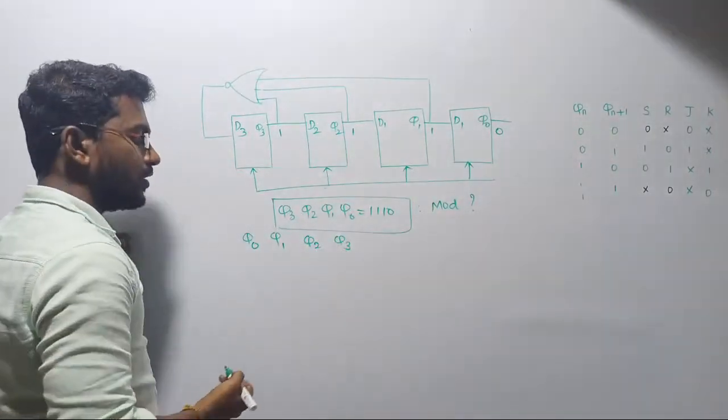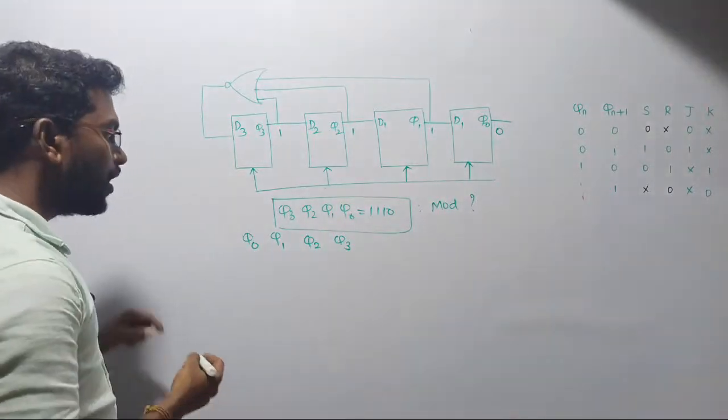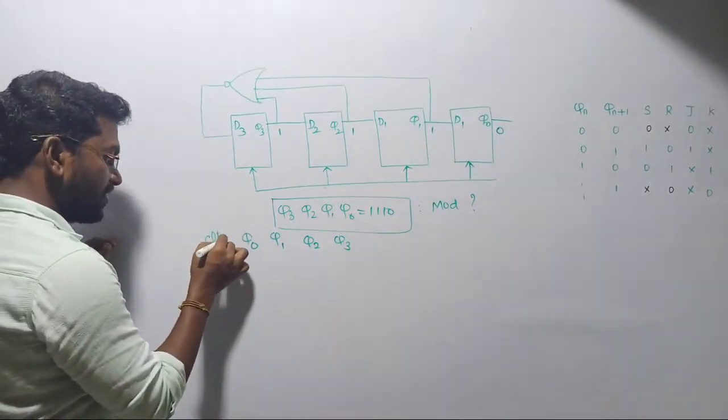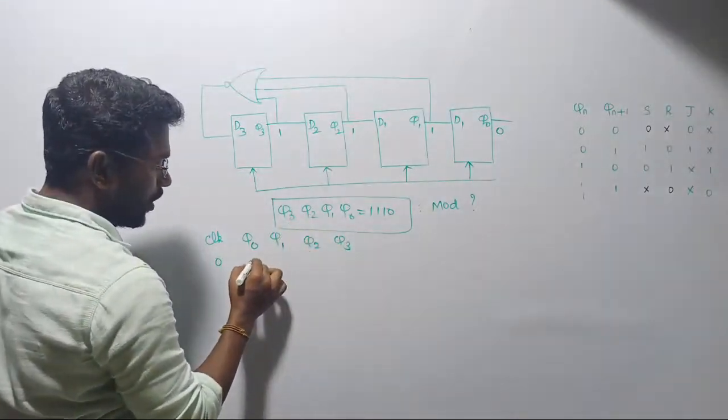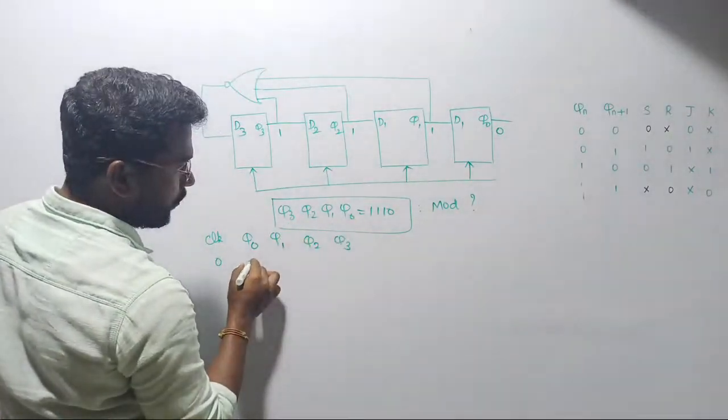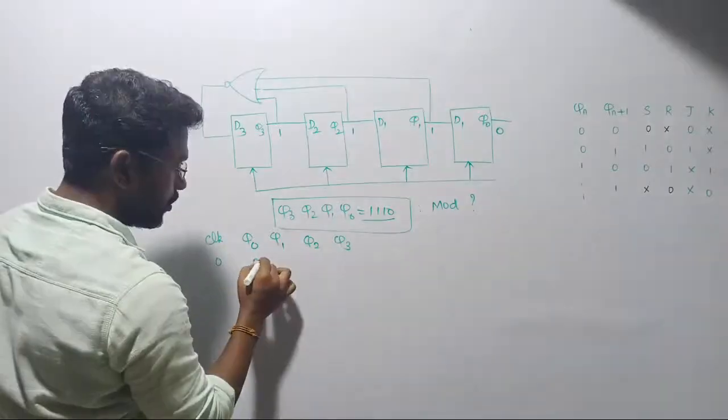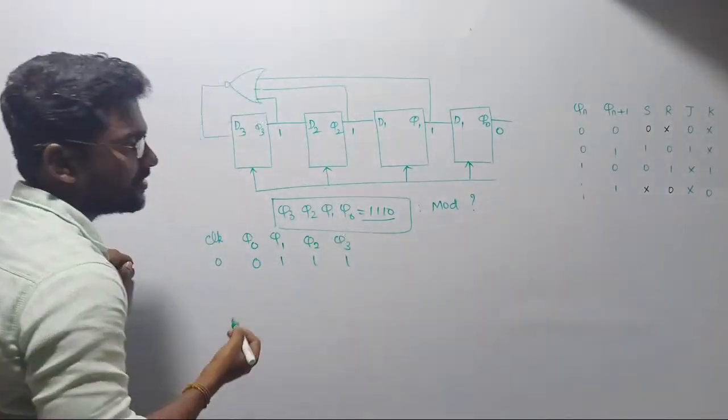Our intention is not that one. We need to find out the number of states only, right? Anyway, without applying clock pulse, at 0 clock pulse we have what? Already data is given. For Q0 we have to reverse the data now. 0 1 1 1. Clear? That is what it was given.